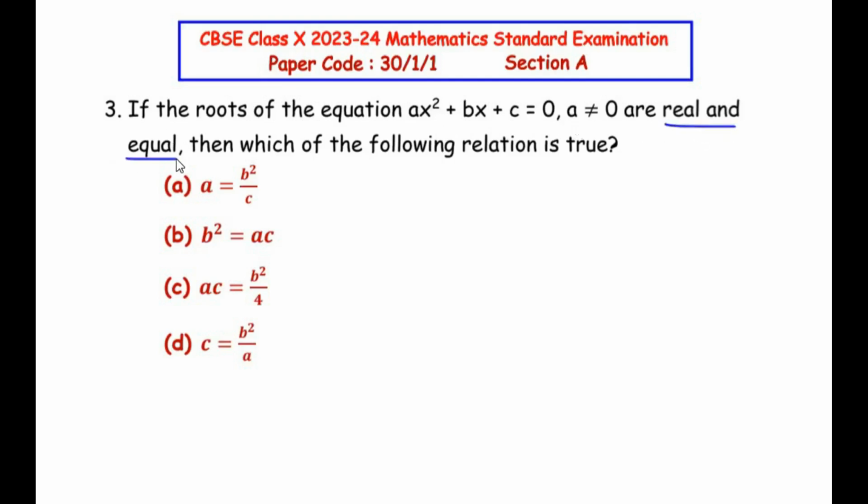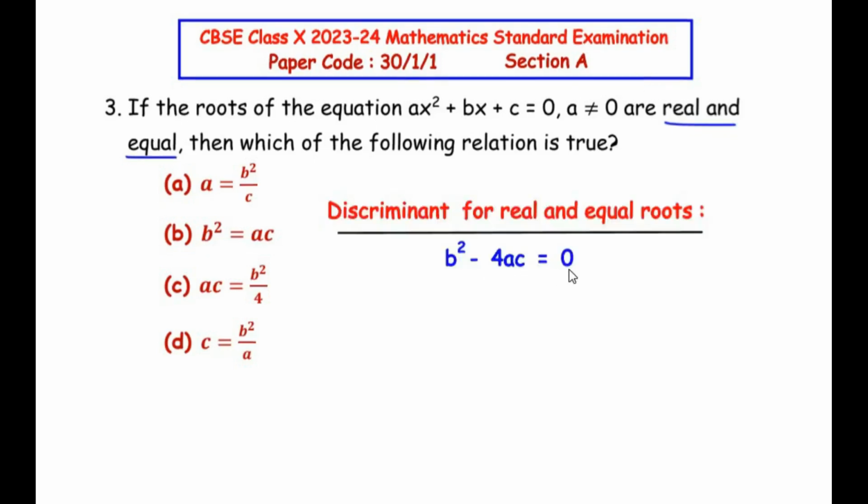So for this, we have to make use of the discriminant formula. And the discriminant formula for real and equal roots is b square minus 4ac is equal to 0, where a, b and c are the coefficients of the given quadratic equation. Now here, let us move the minus 4ac to the other side of the equal to sign. So we get b square is equal to 4ac.